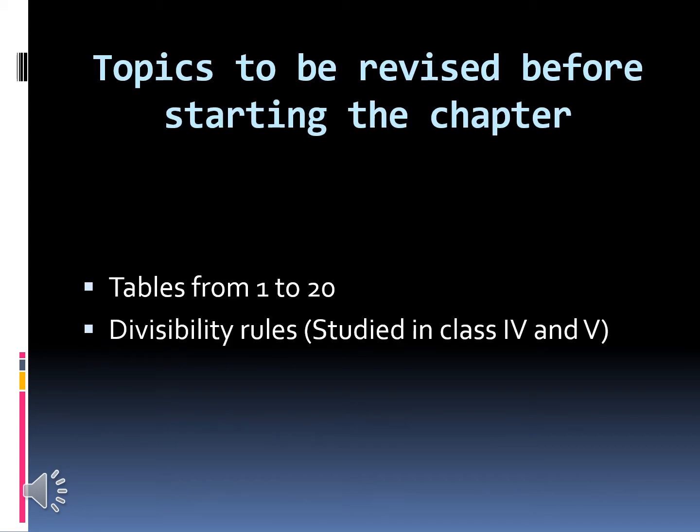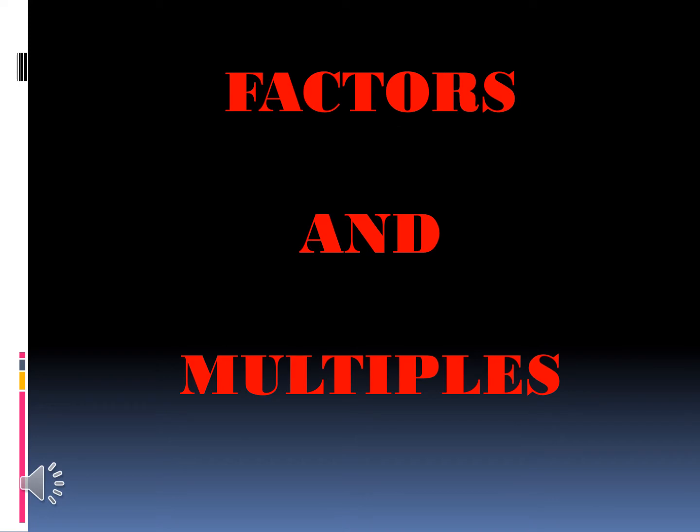Before starting the chapter, you have to revise tables from 1 to 20 or at least from 1 to 15. Also, you have to revise the divisibility rules that you have already studied in class 4th and 5th. We will also attach a slide of divisibility rules at the end so that you can have the content to revise it. So let's start playing with numbers, with factors and multiples.